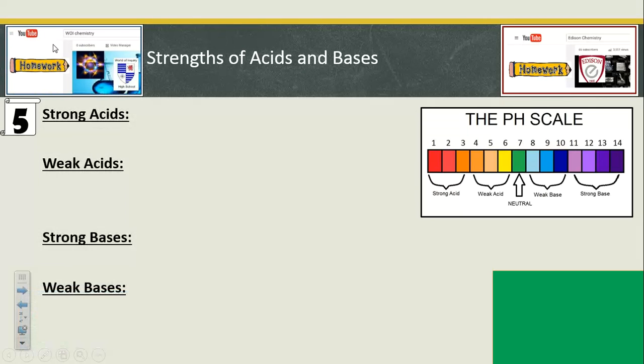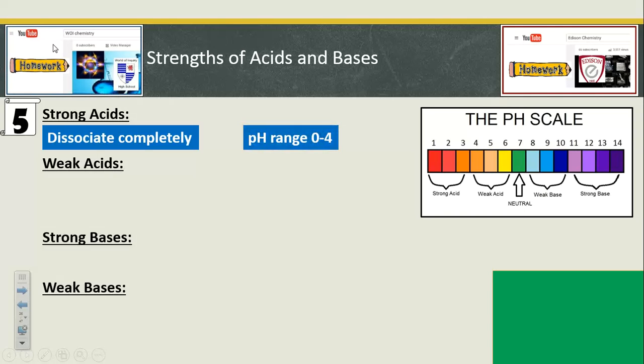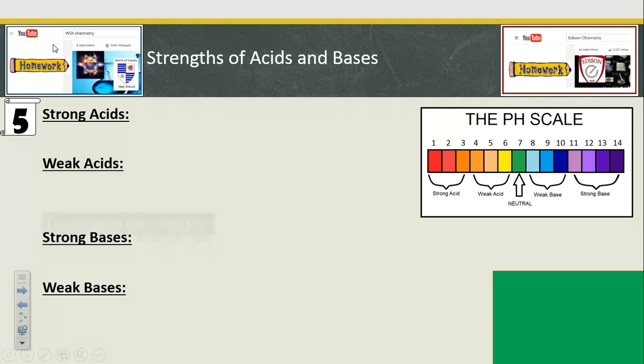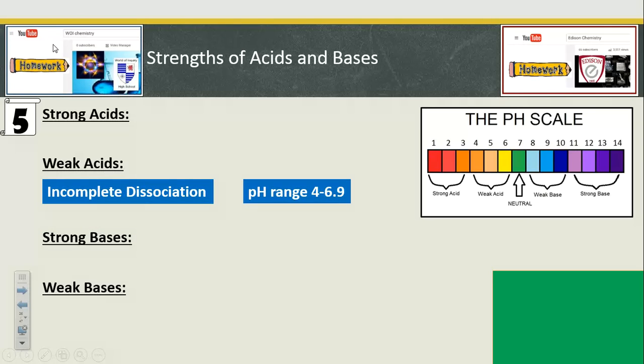Okay. Strong acids. These are acids that dissociate completely. So the H plus breaks off the molecule completely, and these would have a relatively low pH, 0 to 4 typically. Now, weak acids, there's an incomplete dissociation. So this particular H plus hops off the molecule, but not all of them do it. All right. So these have a pH of 4 to 6.9 or so. Not very strong. And that's what we got.